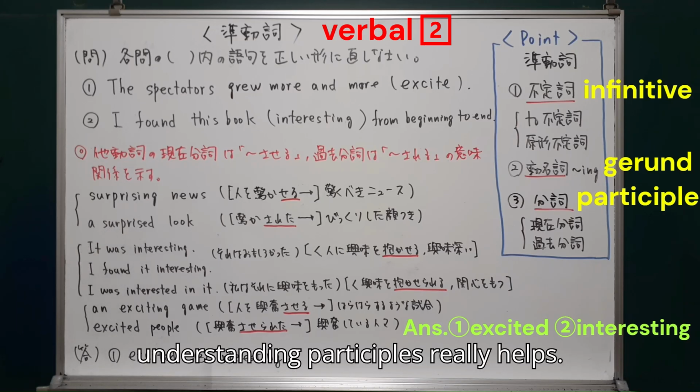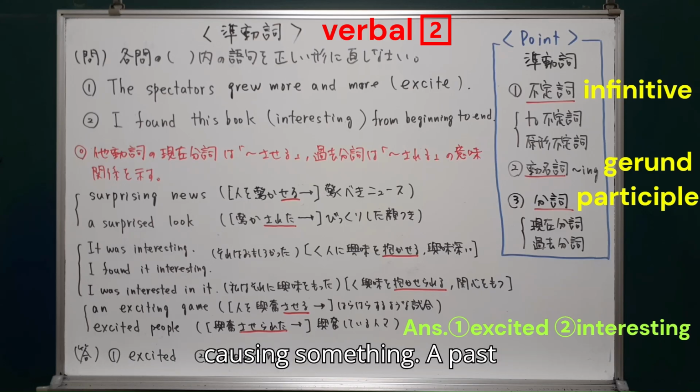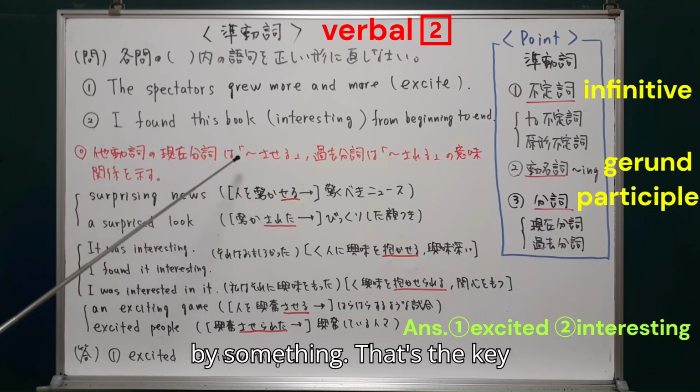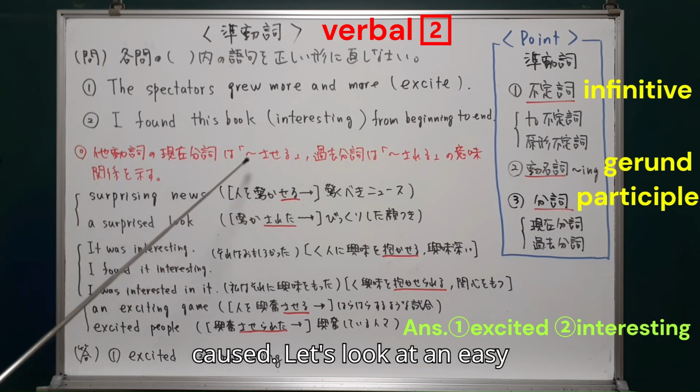This is where understanding participles really helps. A present participle usually means causing something. A past participle usually means being affected by something. That's the key difference, causing versus being caused.